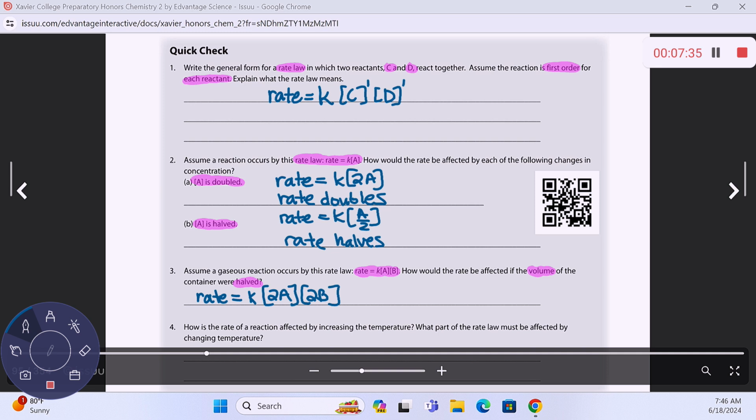Okay, so then they want to know what happens to the rate. Well, what's 2 times 2? 4. So the rate increases by 4.